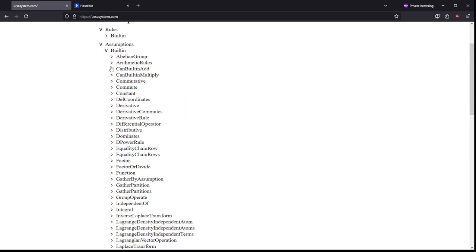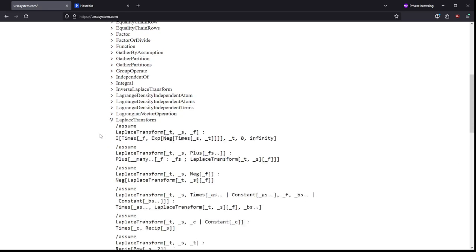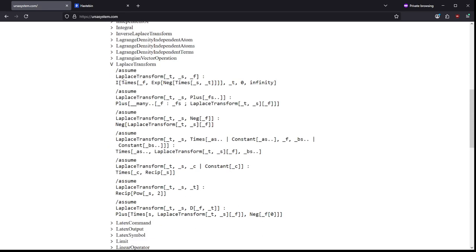So the assumption under built-in, there are a lot of assumptions, by the way. These are used for lots of things. Under Laplace transform, this is what that is defined as. So Laplace transform t, s, and f, this is defined as I, which is the integral of f times this exponent as t goes from 0 to infinity. This is the definition of the Laplace transform.